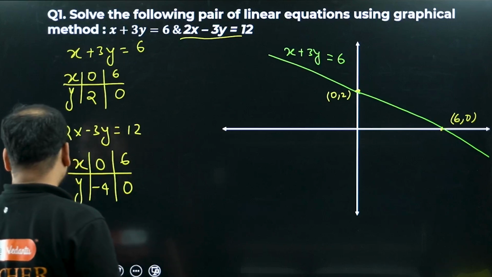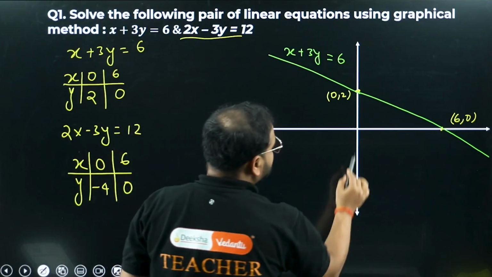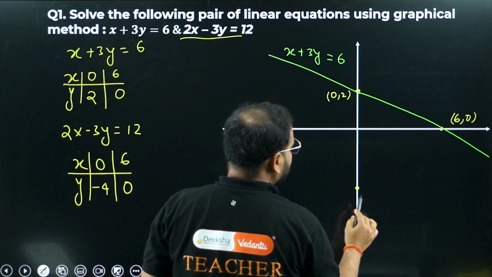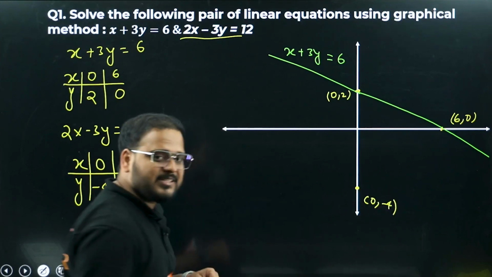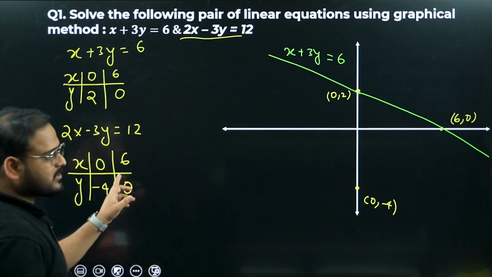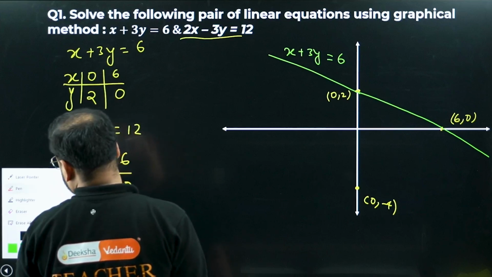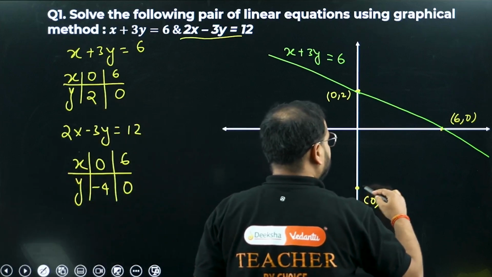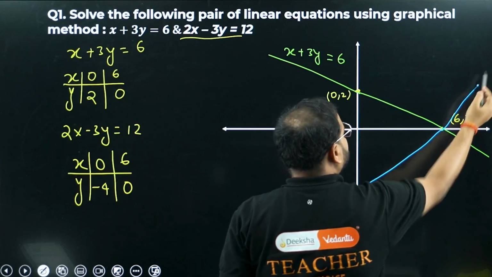Now for this point 0, comma minus 4, it is somewhere here. Please check. x is 0, y is minus 4. Next is 6, comma 0. Where is that? Already plotted over here, 6, comma 0. If I draw the line for these 2 points, I get something like this. Extend on both sides.